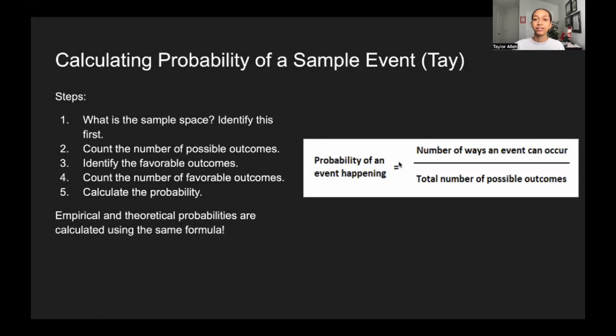So, in order to calculate the probability of a sample event, we must first define our sample space. Then, we need to count the total number of possible outcomes for the event. Next, we need to identify and count all of the favorable outcomes. Lastly, we calculate the probability. The formula for this is P(E), meaning the probability of the event occurring equals the number of times the event occurs over the total possible number of outcomes.